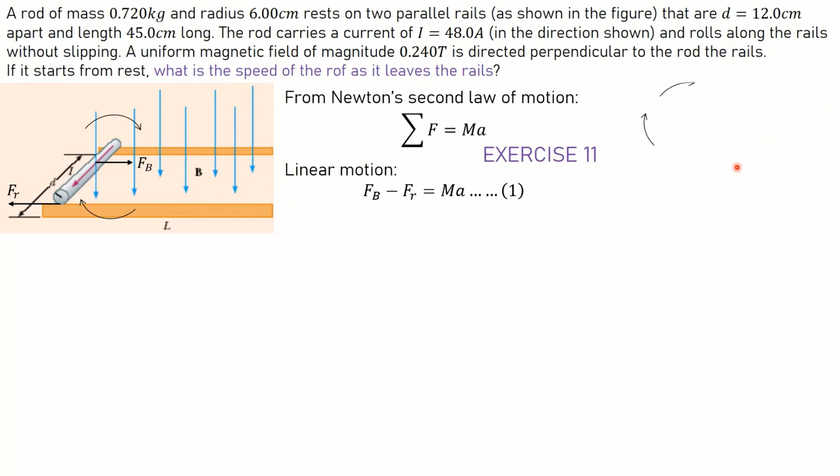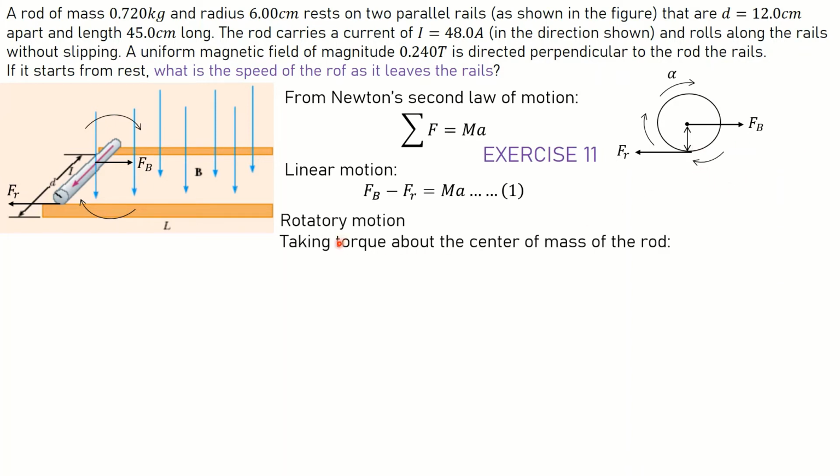Taking rotatory motion, because it was rolling, so it was moving in a circular path, we have something like this, where it has an angular acceleration of alpha moving in a circular path. Considering the center, this here indicates the radius. Now the force taking it in that direction is still the magnetic force, and we now have the frictional force which acts between the base of the rod and the rail.